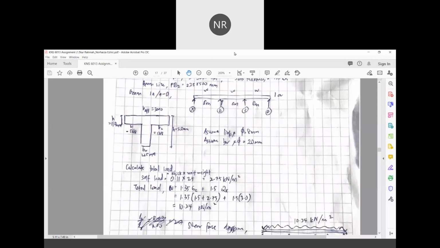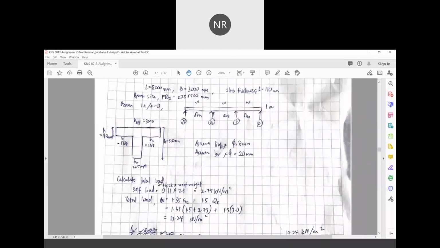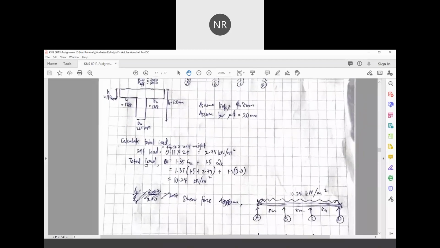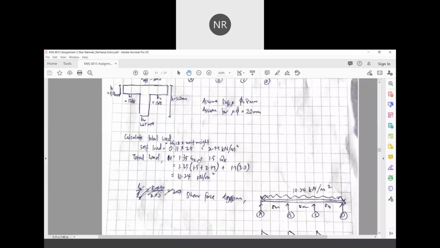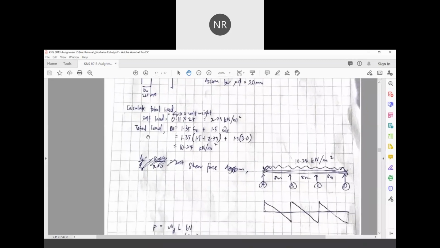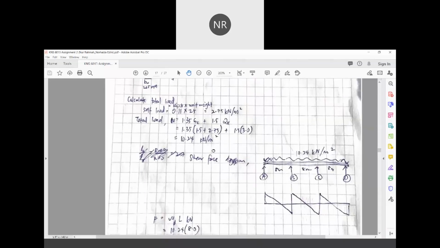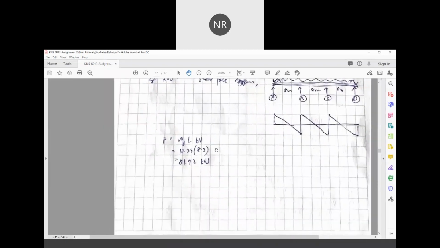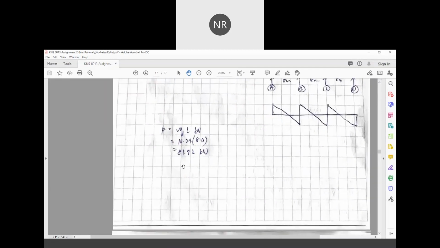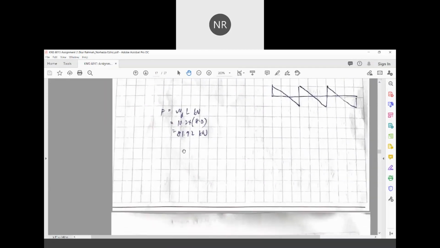And from the section, we have to calculate the total load. So the self load is equal to 2.75. Then from the formula, we can get our total load equal to 10.24 kilonewton per meter square. For the moment diagram as shown here, for the total load we can get the value as 81.92 kilonewton.